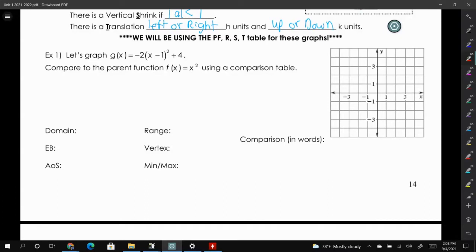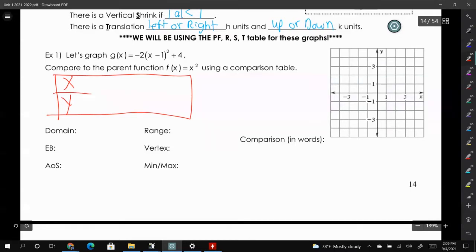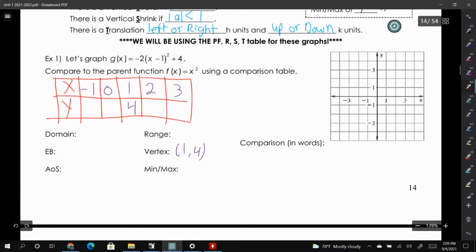And the first thing I'd like to do is make my table, an x-y table. And I'm going to put the vertex in the middle. The vertex here is (1, 4). And then going up by 1, so 2, 3. And then down by 1, 0, and -1. Your domain, again, is always negative infinity to infinity. Your axis of symmetry is going to be at x equals 1, the x-coordinate of your vertex.